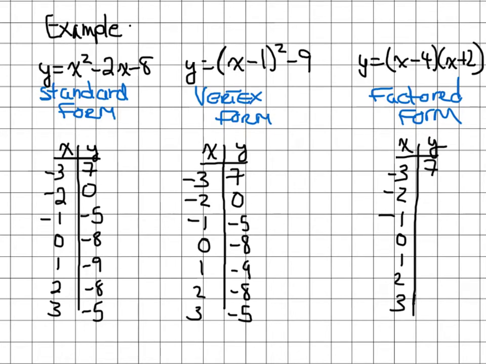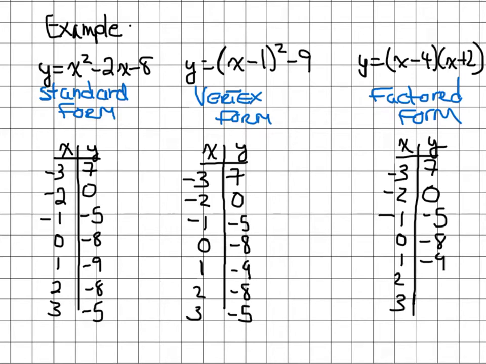All right, so now when x is negative 2, minus 2 minus 4 is minus 6. Minus 2 plus 2 is 0. Minus 6 times 0 is 0. Minus 1 minus 4 is minus 5. Times minus 1 plus 2, which is 1, which is minus 5. 0 minus 4 is negative 4. Times 2 is negative 8. 1 minus 4 is negative 3. 1 plus 2 is 3, so we have negative 9.